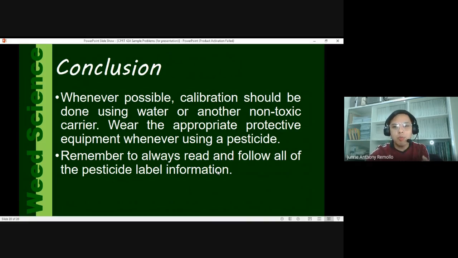So I hope you will put all these things in mind and heart, because this will be useful in the higher crop protection subjects. And remember to always read and follow all the pesticide label information. I believe that you have already learned this during your exercise number 1 on herbicide label.